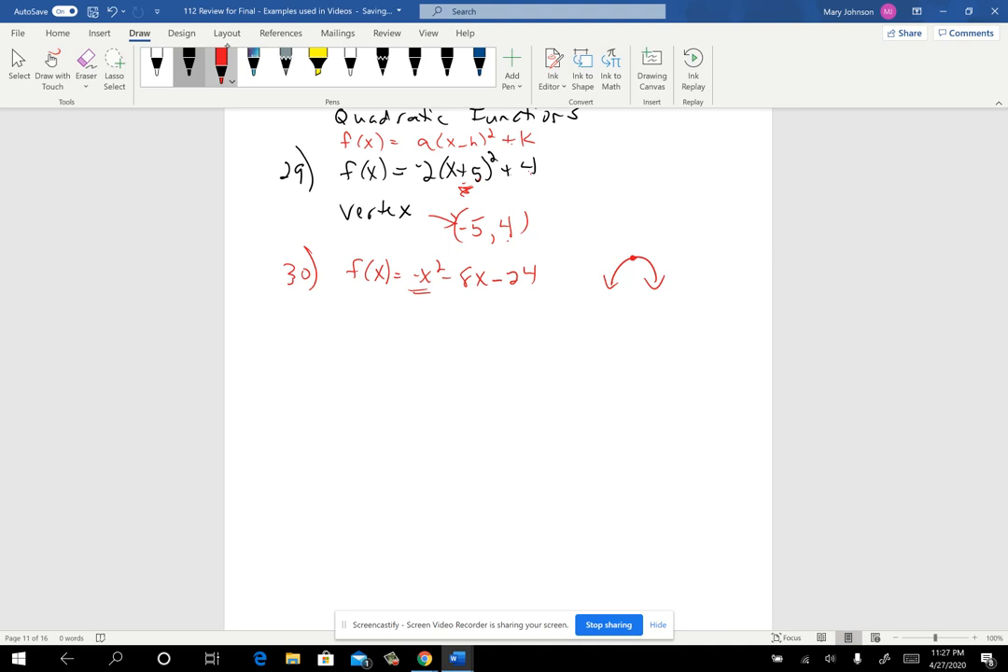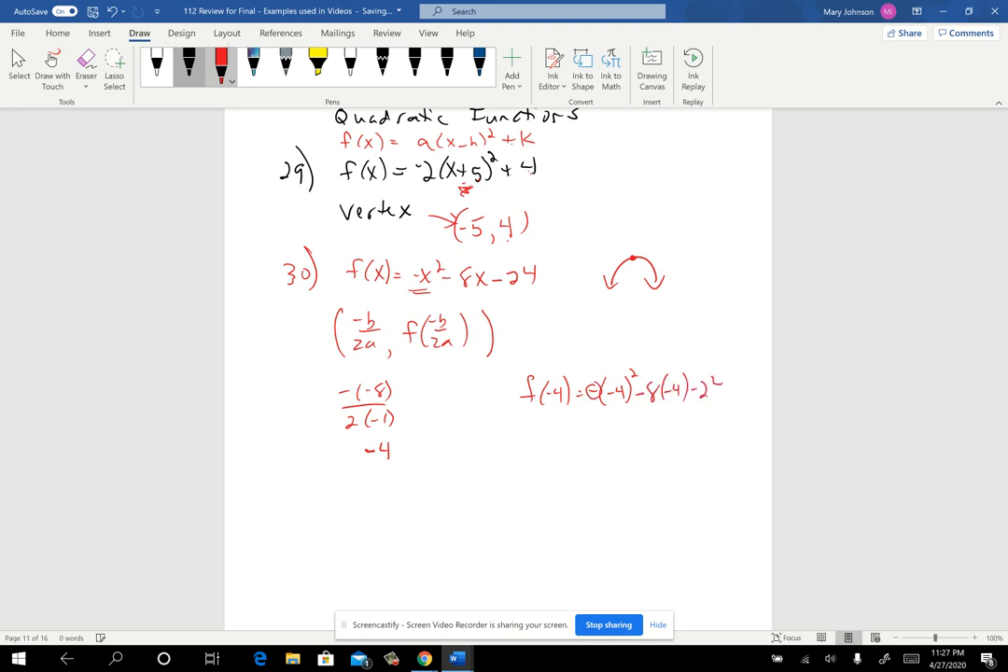When it's in this form, we use the formula negative b over 2a, and then we find the value of the function at that point. So the opposite of negative 8 over 2 times negative 1, and we simplify that: 8 over negative 2, so that would be negative 4. Once we get the negative 4, we go to the f function and plug in the negative 4, and you need to be super careful here because of that extra negative.